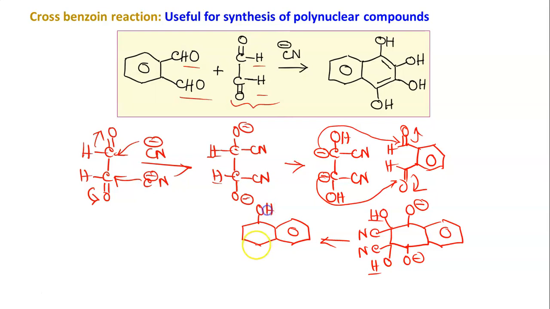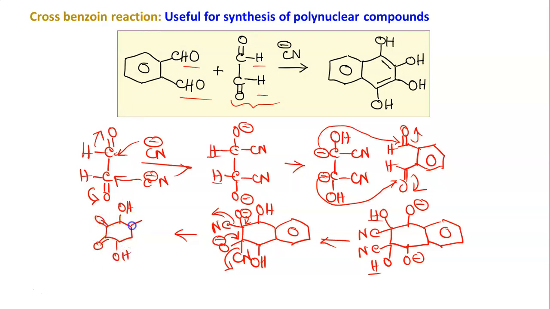So now it is OH, CN, O minus. So the negative charge, if it is pushed, CN will be removed. Okay. So finally we are getting... now here aromatization will take place. Okay, because that is the driving force, if it is aromatic, it will be more stable.